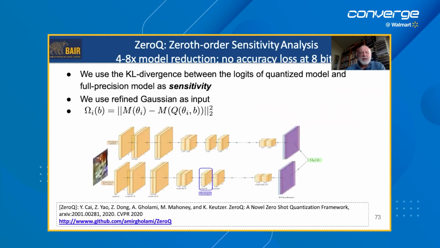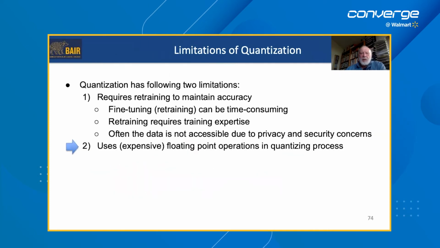So to address this problem, what we did was we used the same basic intuition that we wanted to look at the sensitivity of particular layers to bit precision, but rather than computing the full loss landscape based on data, we simply used here in this work a refined Gaussian as the input, and used that as a measure of sensitivity. And there we were able to get a 4 to 8x reduction in model size.